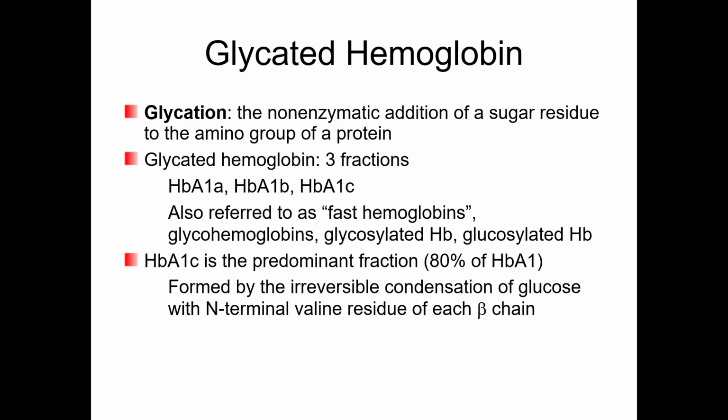So glycation, the non-enzymatic addition of a sugar residue to the amino group of a protein. Glycated hemoglobin comes in 3 different fractions: HbA1a, HbA1b, and HbA1c. It's also referred to as fast hemoglobins. Glycohemoglobins, glycosylated hemoglobin, glucosylated hemoglobin. HbA1c is the predominant fraction, so 80% of HbA1 is HbA1c. It's formed by the irreversible condensation of glucose with N-terminal valine residue of each beta chain of hemoglobin.